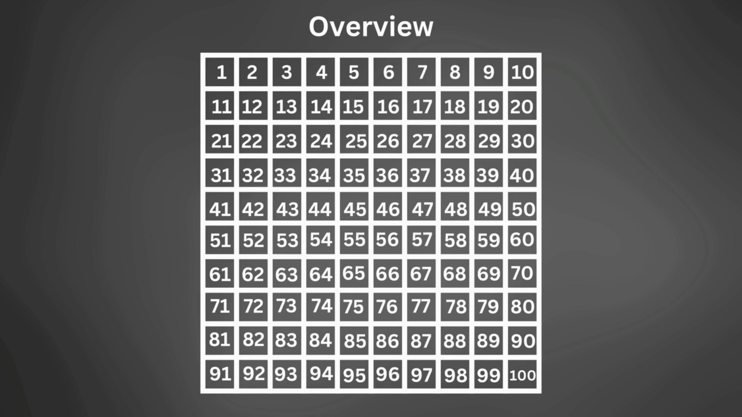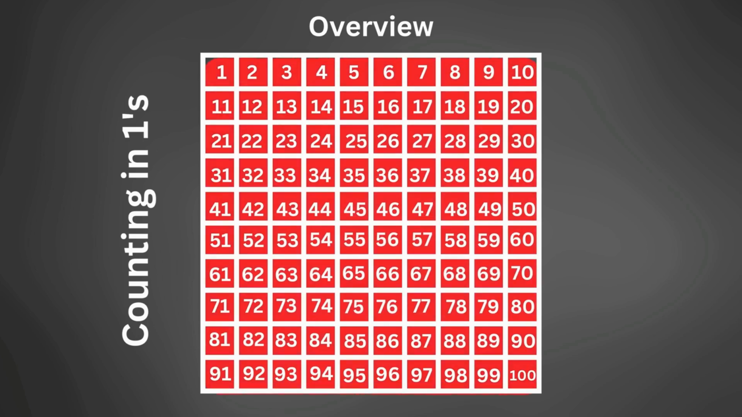Overview. Number grid from 1 to 100. Counting in ones. Counting in twos. Counting in fives. Counting in tens.